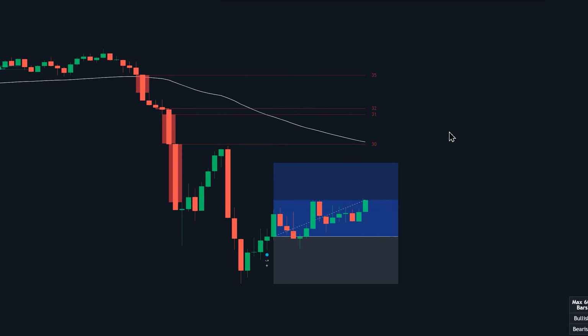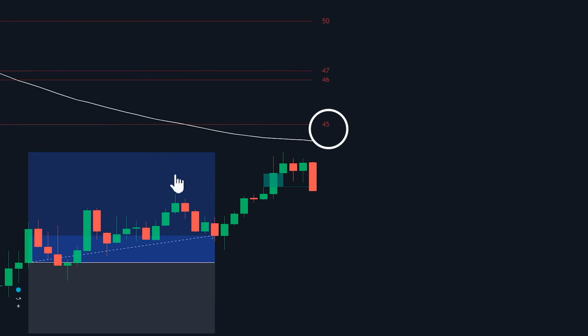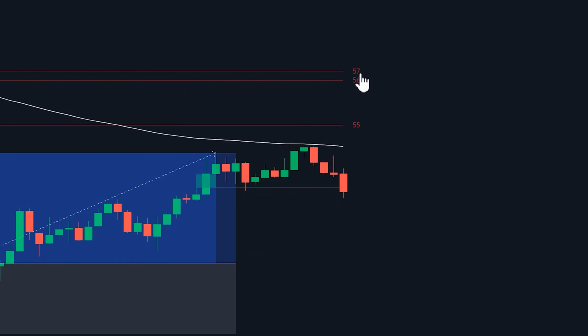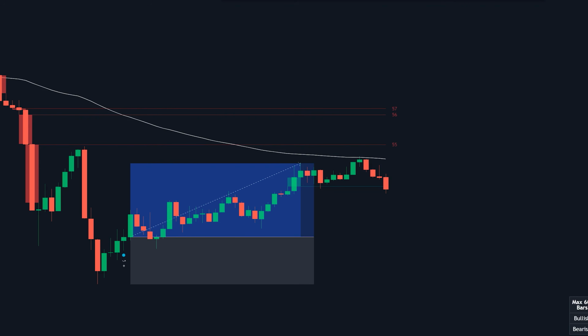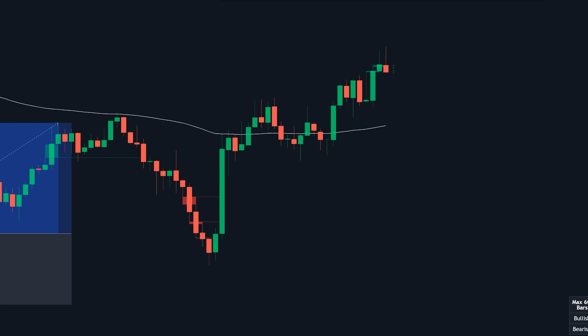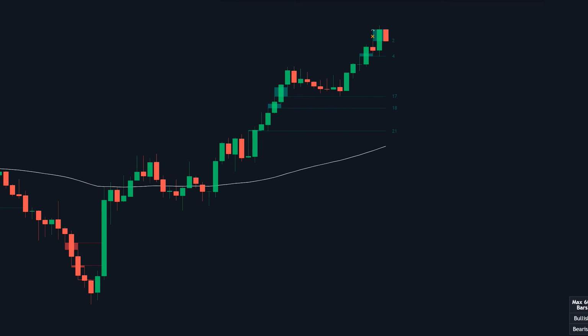and it was profitable. These numbers here actually indicate how many candles have passed since an FVG was mitigated by the price, helping you to track their relevance. Ladies and gentlemen, there you have it, a simple FVG indicator that allows trading based on two strategies. If you want to check it out, you can find it on TradingView.